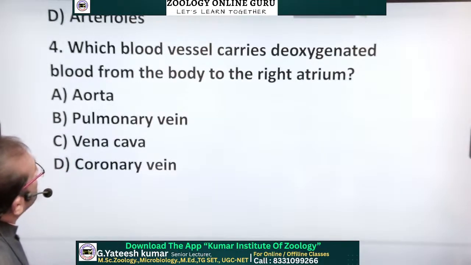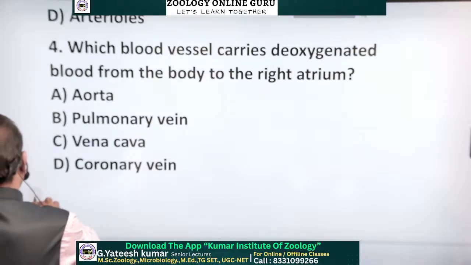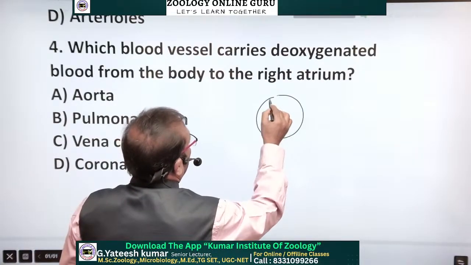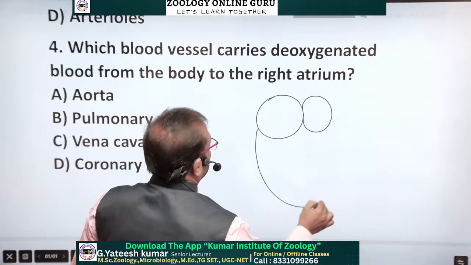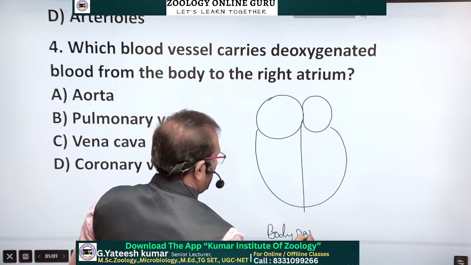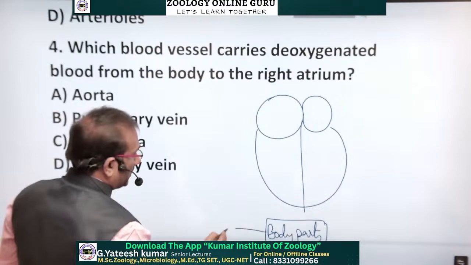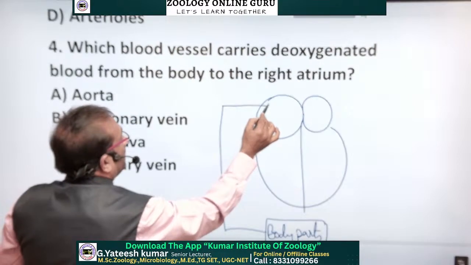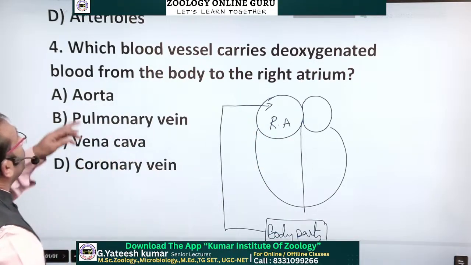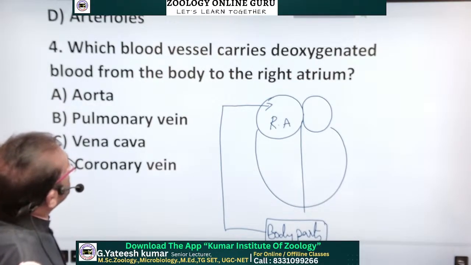Which blood vessel carries deoxygenated blood from the body to the right atrium? Suppose this is the right atrium, left atrium, and these are the ventricles. Whatever the impure blood is there in the body parts, that impure blood is carried by veins into the right atrium. Which blood vessel carries the impure blood or deoxygenated blood from the body parts to the right atrium?